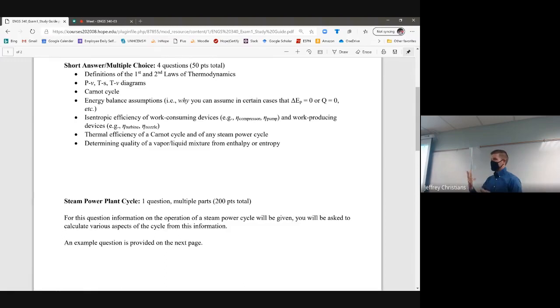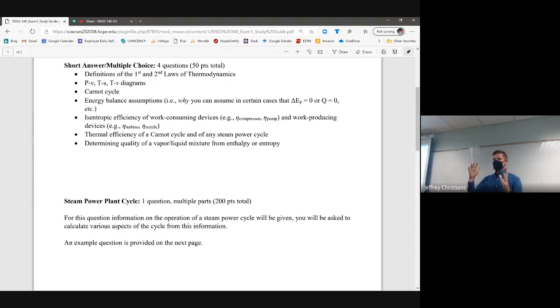So these are the topics, right? Things that we've done in class: definitions of the first and second law, maybe something about the Carnot cycle, maybe something about how we make good assumptions for the energy balance in more complicated cases, because in the actual steam cycle problem, that's not going to be a big part of that. So maybe I could ask something like that. Maybe something like isentropic efficiency. Anyway, you can read the bullet points there, but it's going to be basic.